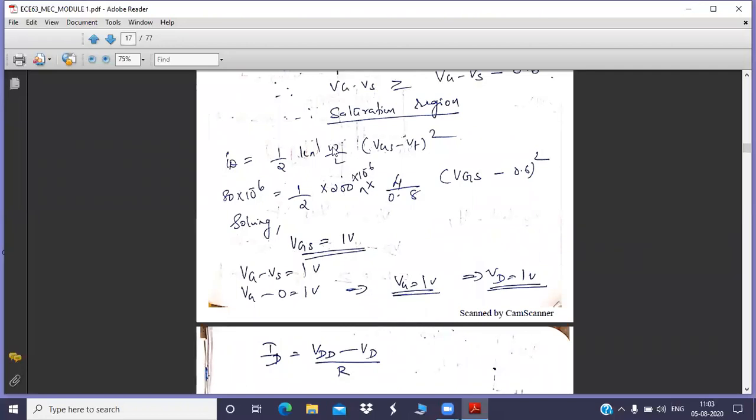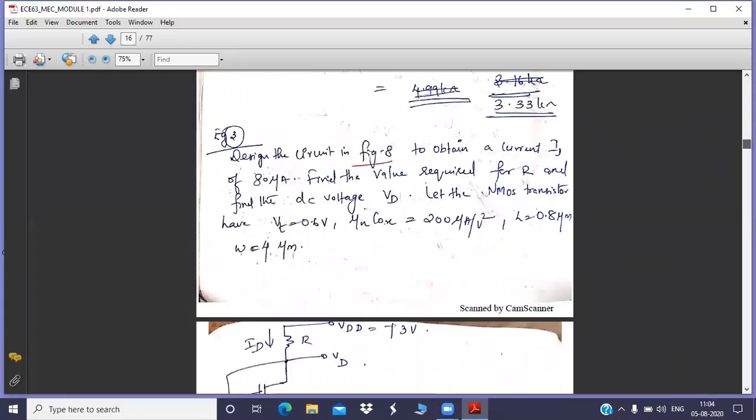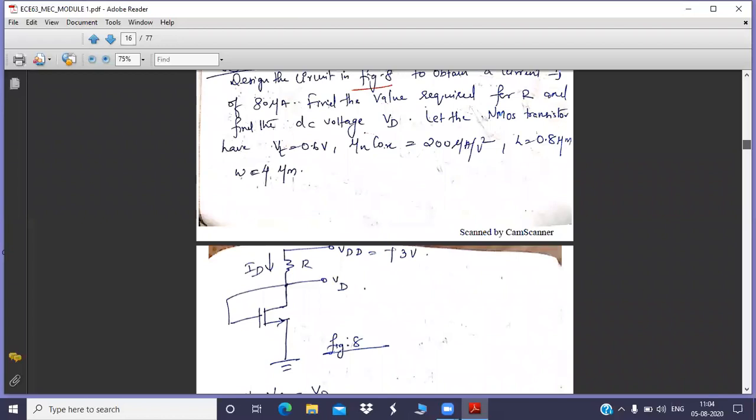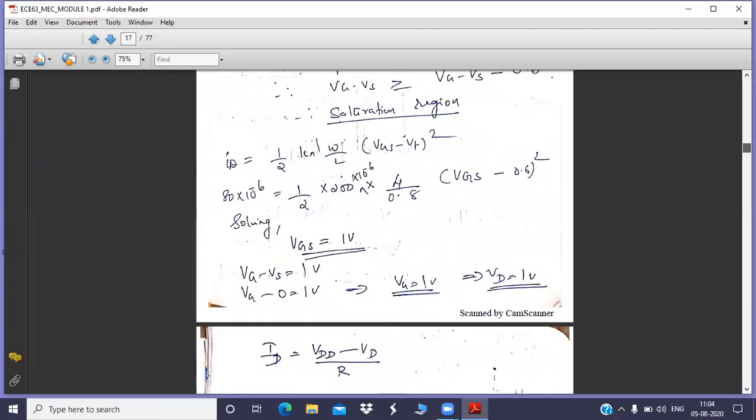Next is W by L. W by L is the width to length ratio of the channel, that is nothing but the aspect ratio. The aspect ratio is also in the question: W is 4 micrometer and L is 0.8 micrometer. So you can substitute for W and L, and if you convert into meter also it will get cancelled. 10 to the power minus 6 will cancel from numerator and denominator, into VGS minus VT, where VT is 0.6 given in the question, the whole square.